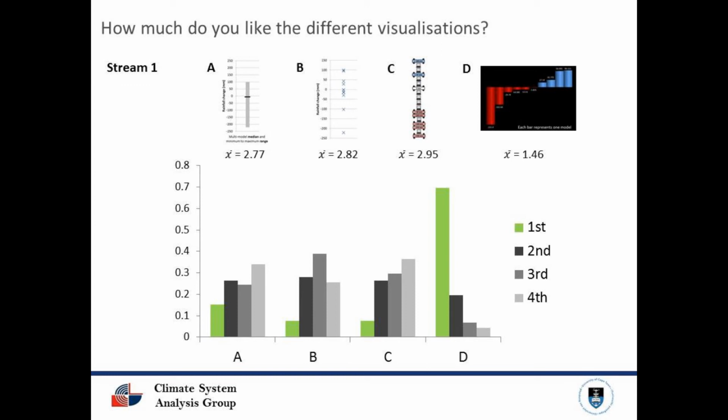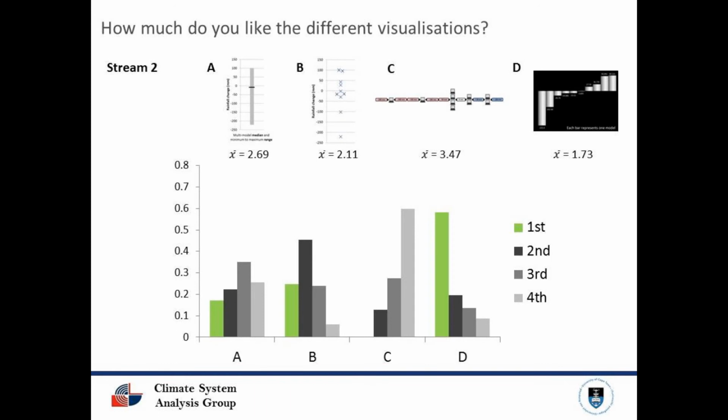When we compare this to stream 2, as you can see here, the proportion of people who rank plot D as the first goes down to just below 60%, and B comes up much higher here, possibly because we're avoiding this problem of the overplotting which you get for stream 1. But here in C this time, no one ranked it first on this particular occasion, so this generally came out the worst in both streams.